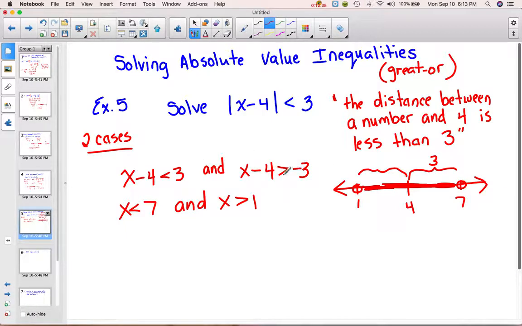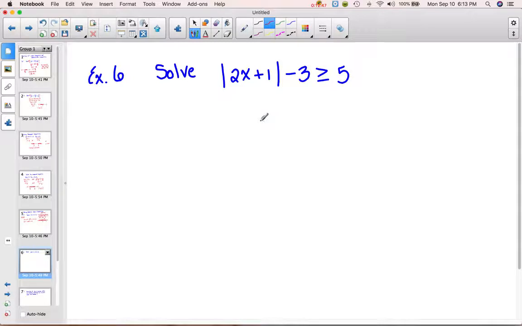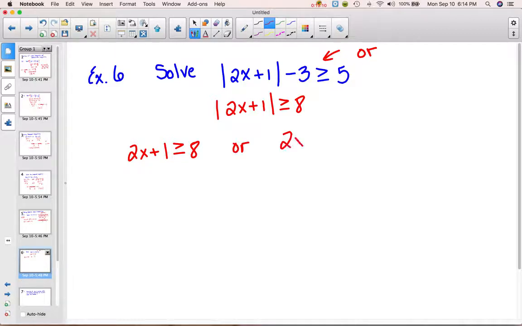The second case, you flip the inequality, change it to the opposite, which indicates the opposite direction. So on a problem like this, right away I'm just going to look and see this is greater, so I know this is going to be an or problem. You do have to isolate the absolute value first before you break it into your 2 cases. So now I have 2x plus 1 is greater than or equal to 8. Remember we already decided that it's an or. 2x plus 1 is less than or equal to, and we make that the opposite. So then you just go ahead and solve.